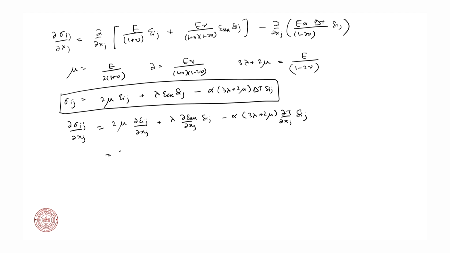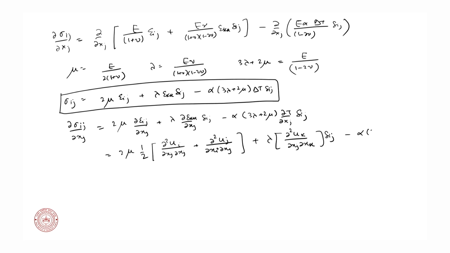So, this we can rewrite as 2 times μ into 1/2 of ∂²ui/∂xj∂xj (we are differentiating with respect to j) plus ∂²uj/∂xi∂xj, plus λ of ∂²uk/∂xk∂xj δij minus α(3λ+2μ) ∂T/∂xj δij. Okay. So, this is our entire expression.